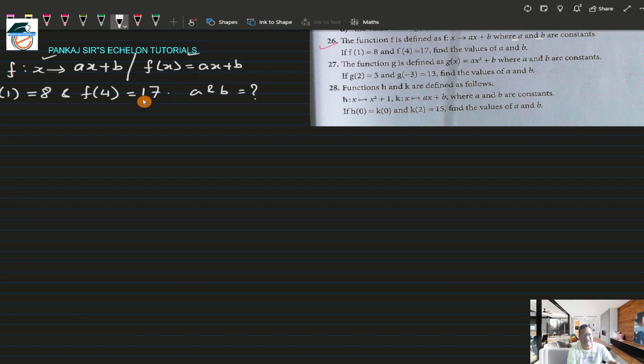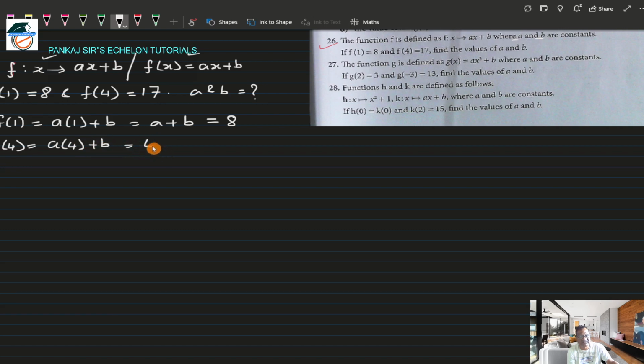Since f of x is equal to ax plus b, using f of 1 equal to 8, I can write f of 1 is equal to a into 1 plus b, that is a plus b. But f of 1 is given as 8, so a plus b equals 8. Another thing given is f of 4, which is equal to 17. If I plug in 4, it will be a into 4 plus b, which can be written as 4a plus b, and f of 4 is given as 17, so I can write 17 over here.